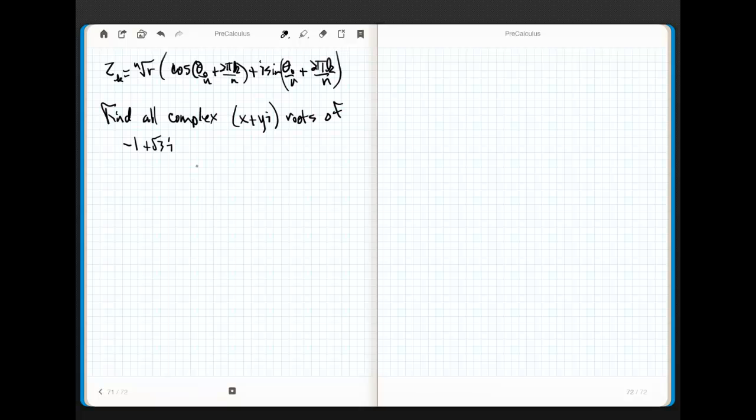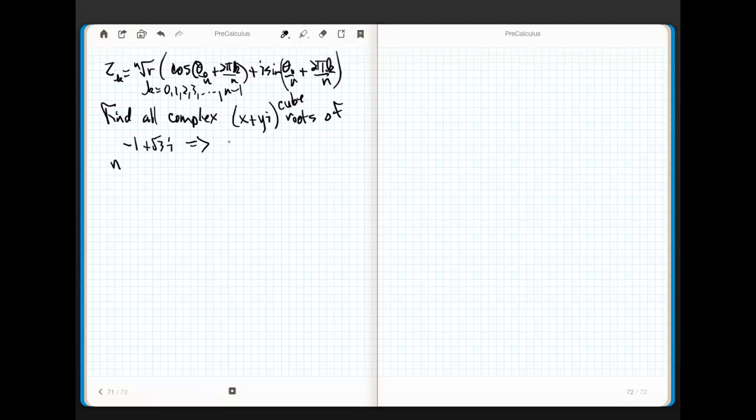Okay? So let's take our time real quick. Before we do anything, let's identify what n is going to be. Remember, k is equal to 0, 1, 2, 3, all the way up to n minus 1. We're going to identify what k is going to be, and what our n is going to be as well. This shouldn't be complex roots. I'm sorry, this is complex cube roots of this guy.